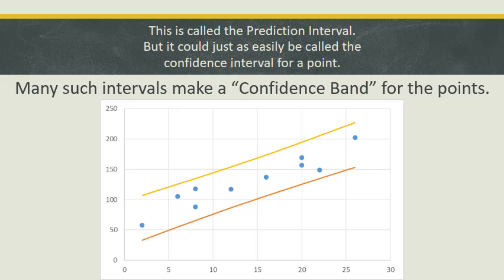Next, I want to emphasize that this is the confidence band for points. So we are 95% confident that any point will be within this band. All of our data points happen to be within it, but that of course won't always be the case. It's possible for points to be outside of the band. It's just unlikely.